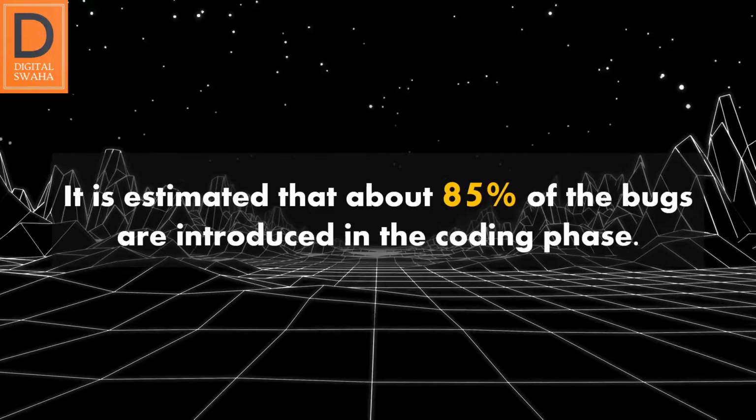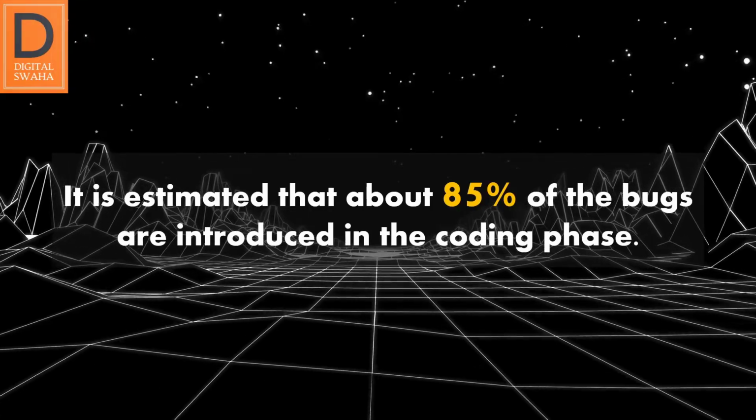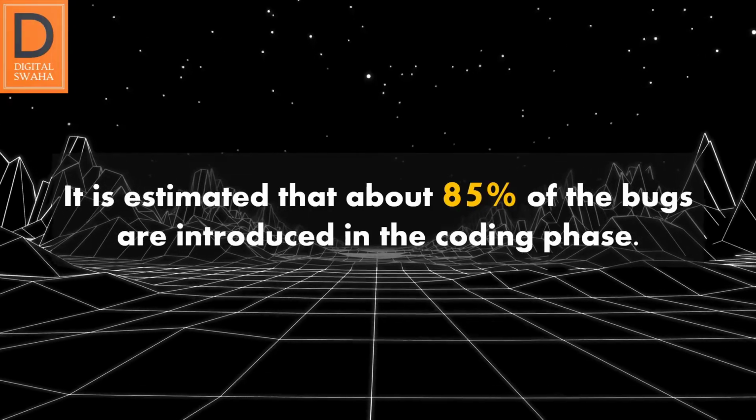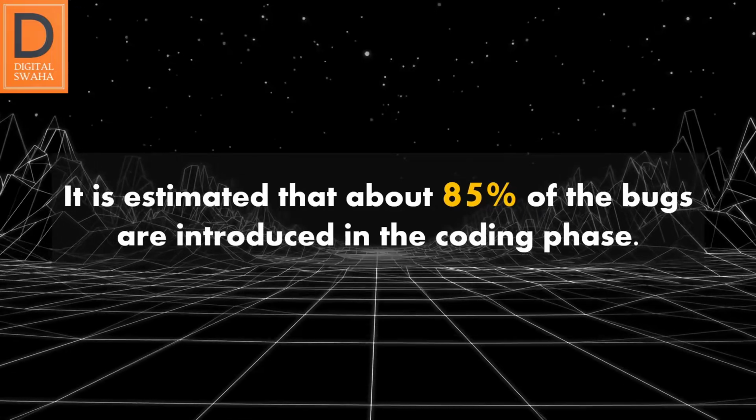It is estimated that about 85% of the bugs are introduced in the coding phase. If testing is done in phases as in the waterfall method, then the bugs get identified during the testing, but not all of them will be fixed before going into production. Some bugs enter production and users and customers have to live with it until the future releases are designed primarily to take care of these defects.